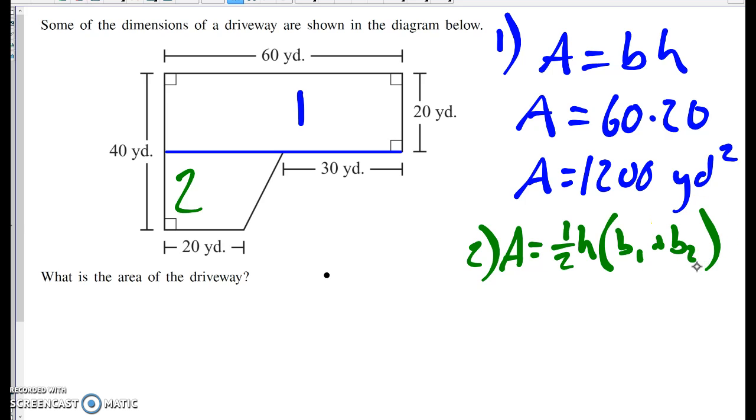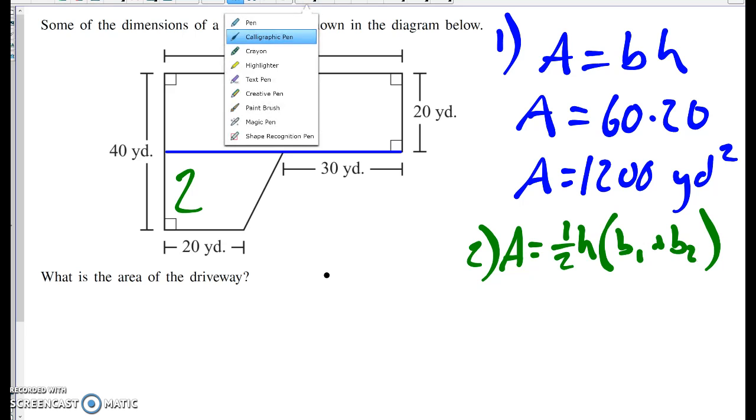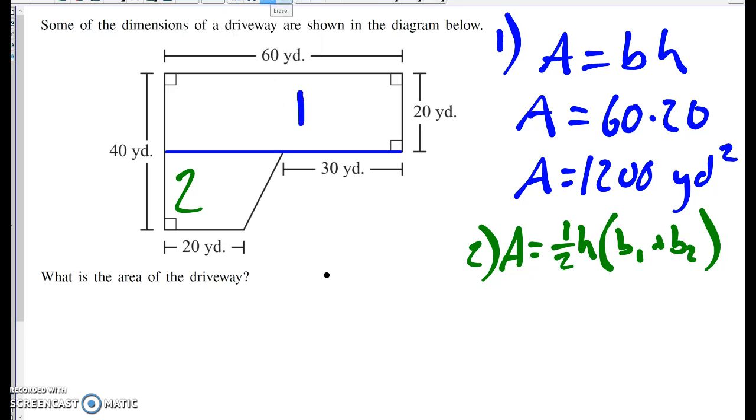However, if you didn't recognize that shape, if you weren't sure of it, you could optionally cut it up this way as well, and see if it's possible to find the area of this rectangle 2 and this triangle 3. And it would work. It's another option. However, we're just going to ignore that for now.